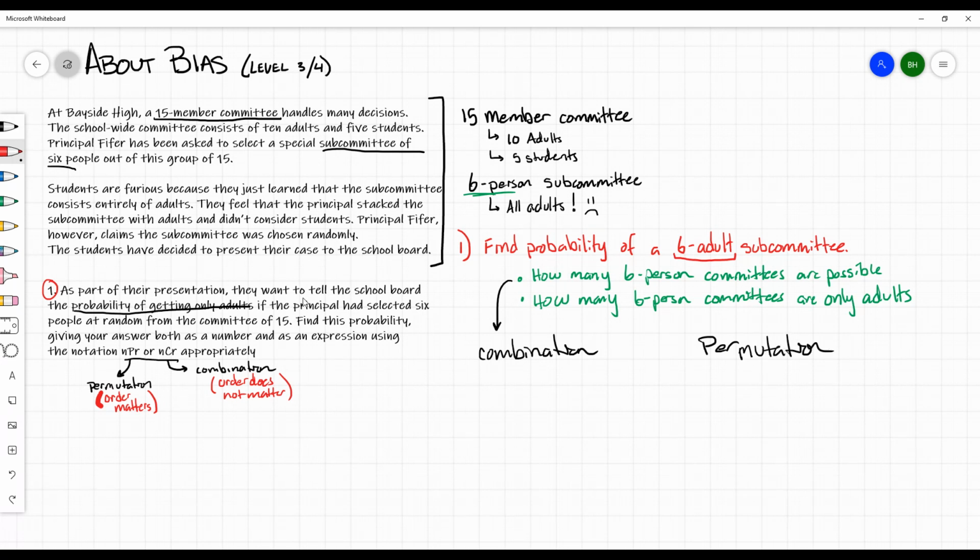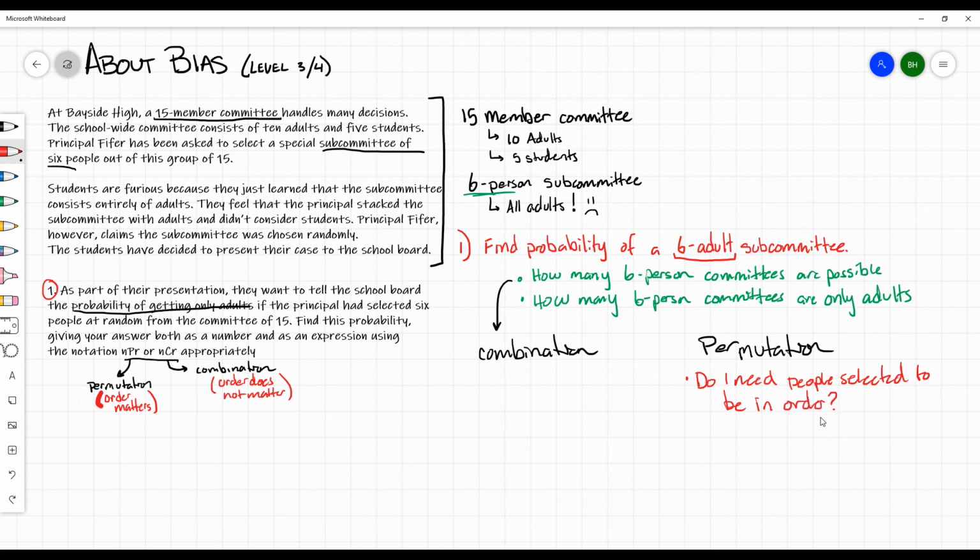And let me go through what I'm thinking about in order to prove one or the other. Okay. So first and foremost, let's talk about permutation. If it is a permutation, do I need the people selected to be in order?